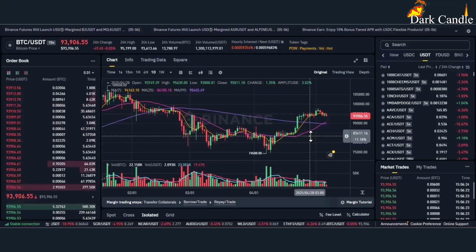And that's your crash course on spot and margin trading in Binance. If you're just starting out, stick with spot trading to learn the ropes. As you grow your confidence and strategy, margin becomes a powerful tool if used wisely.